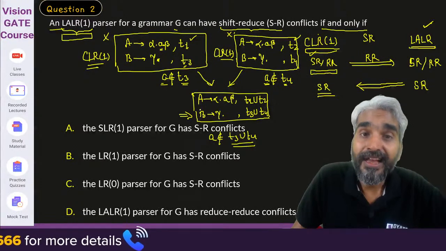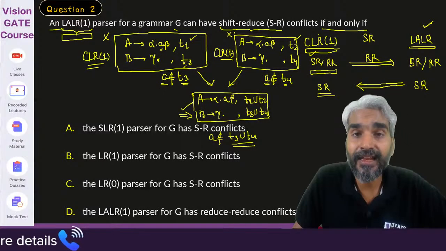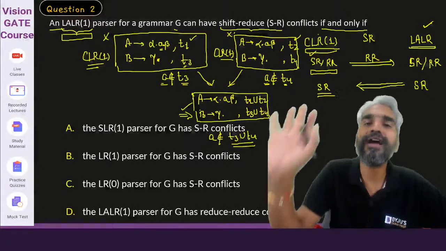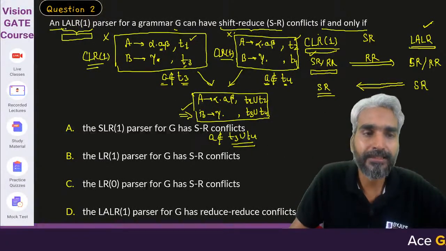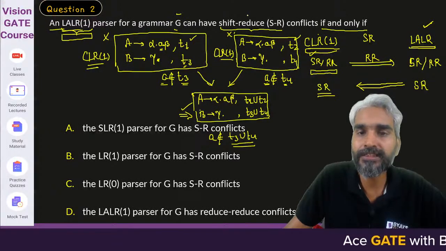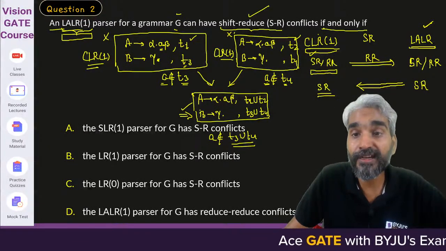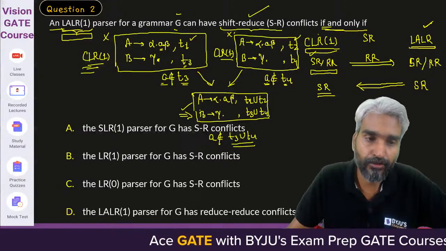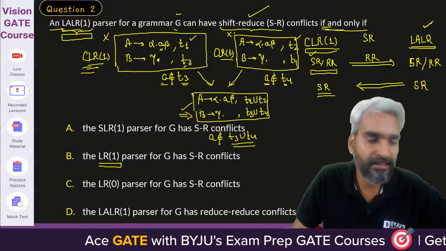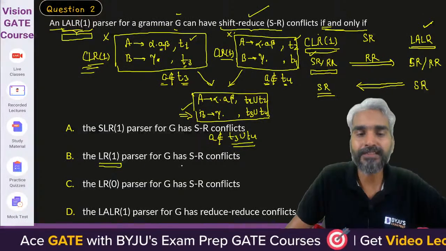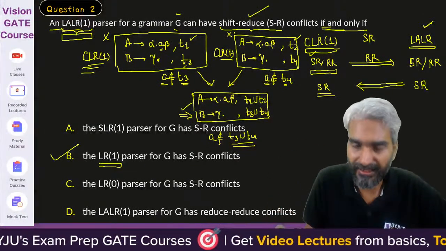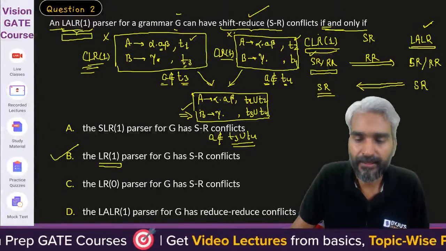So if SR conflict exists in the LALR1 parser, then it is guaranteed that that SR conflict will also exist in the CLR1 parser. So LALR1 parser for a grammar G will have shift reduce conflict if and only if CLR1 parser has the shift reduce conflict. By default we write CLR1 as LR1. So LR1 parser for G has SR conflict. Option B is the correct answer. Obviously. Clear?